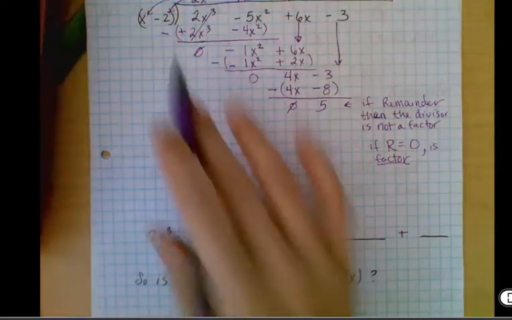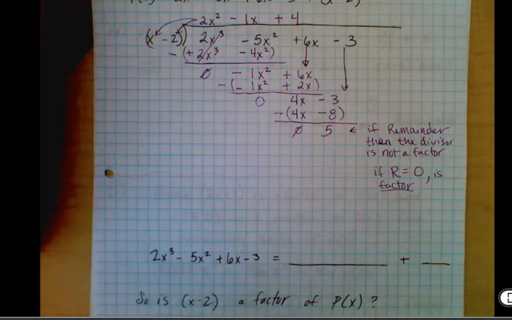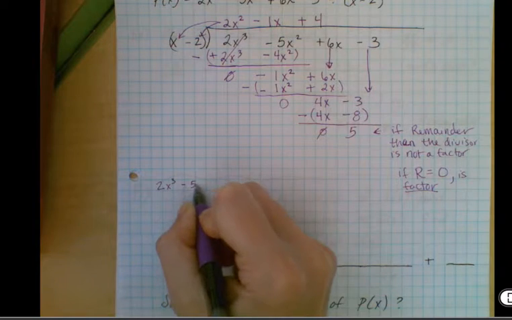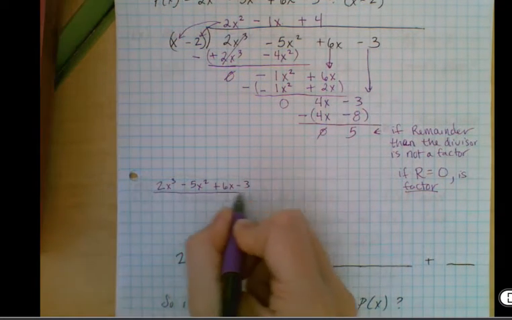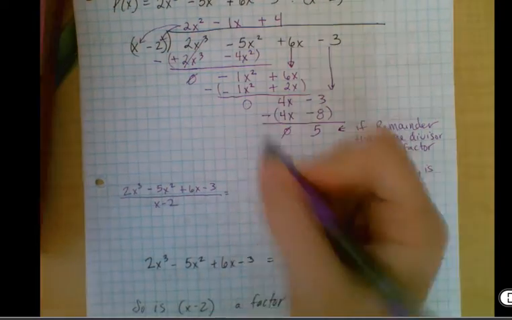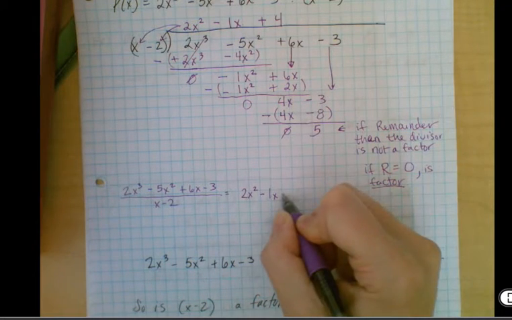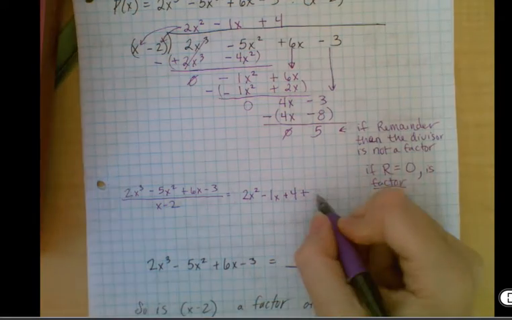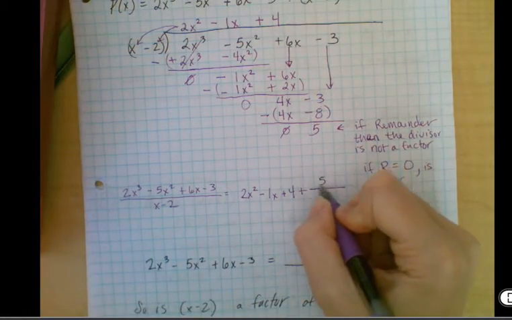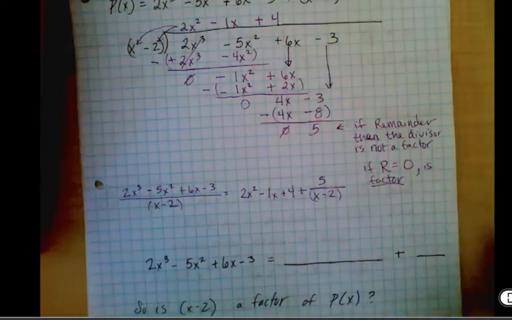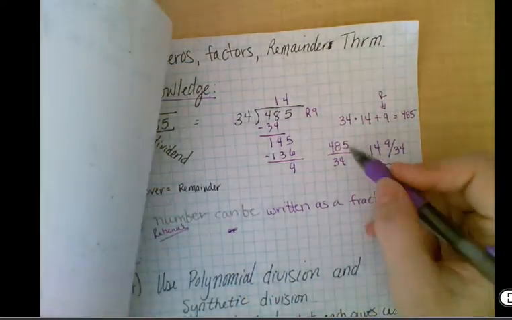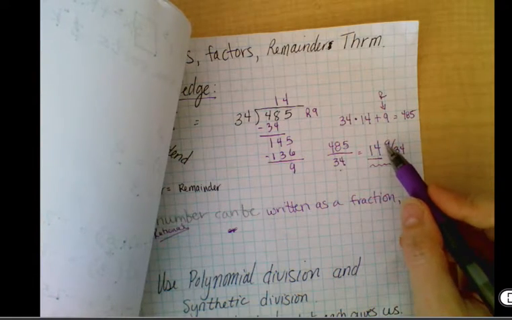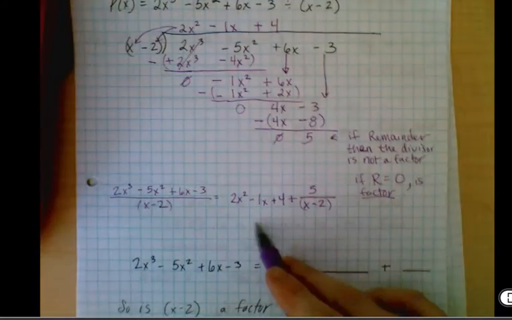How can I rewrite this like we did with the 34 and the 14 and the 9? We're going to write it just like we did. We can say that 2x cubed minus 5x squared plus 6x minus 3, divided by x minus 2, can be rewritten as 2x squared minus 1x plus 4, plus, just like we did earlier with the 9/34, our remainder here as 5 over x minus 2. Same divisor here, same divisor here. Let's look back really quick. Just like on this one, we had our dividend over divisor, and then we have our whole number from up here, and then we write our remainder over the initial divisor. So that's what we have right here.